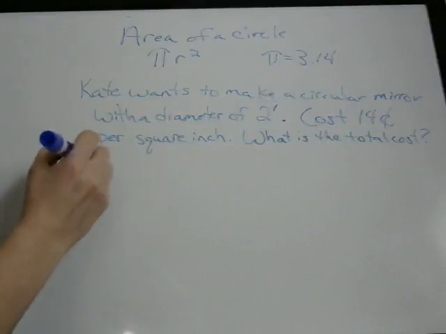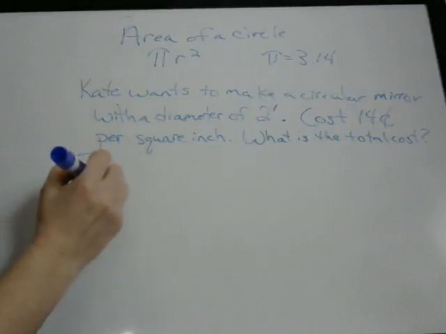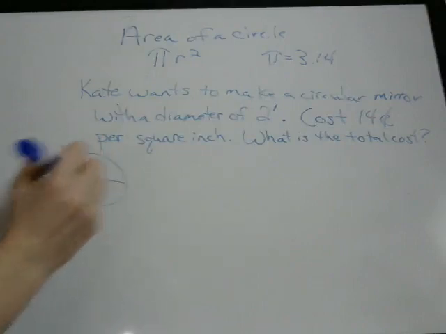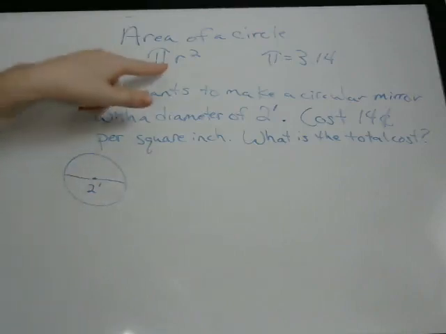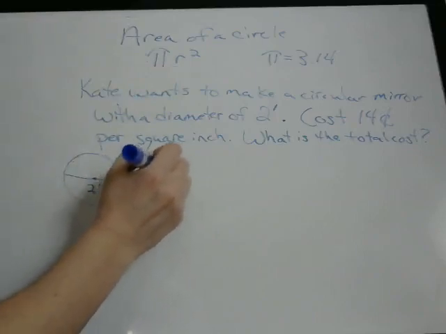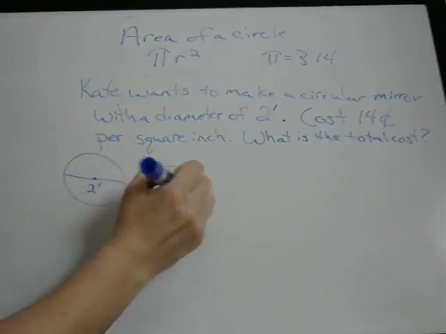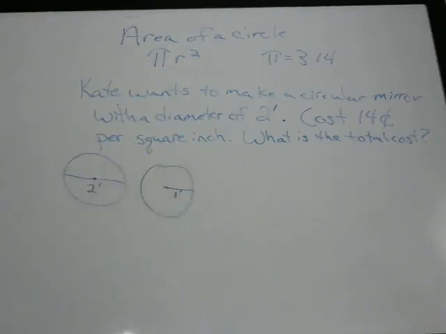So we have a mirror. Now remember what diameter is, of 2 feet. But in our formula for area of a circle, we want radius, not diameter. Again, if you don't know the relationship between these, watch the Circles Part 1 video about radius and diameter. So here, if the diameter is 2 feet, the radius is 1 foot.